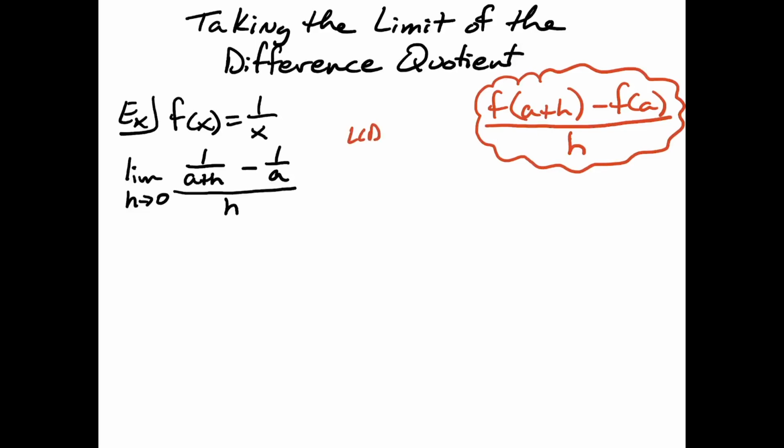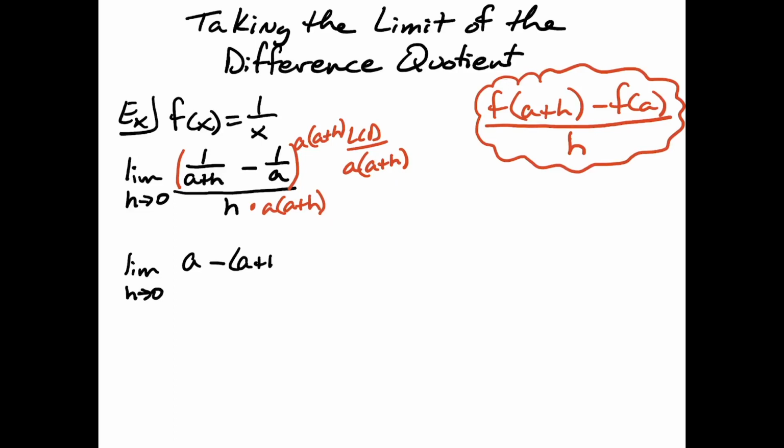All right, in this scenario, my least common denominator is a times a plus h. So I'm going to multiply the top by a times a plus h. I'm going to multiply the bottom by a times a plus h. When I do that, I'm going to distribute on the top, and the a plus h's are going to fall out. So my next line is going to look like the limit as h approaches 0 of a minus. Now when I distribute the second time in that numerator, the a's are going to fall out. I'm going to be left with the binomial of a plus h.